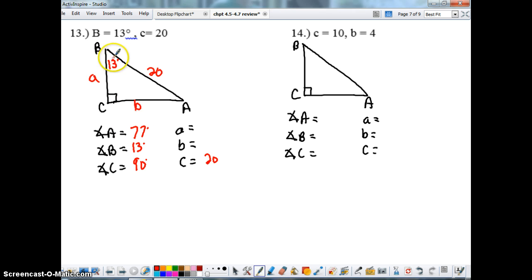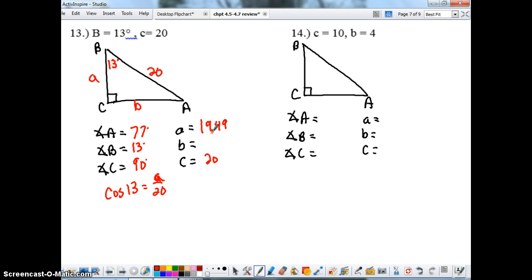I like to use the information to give us the 13 and the 20. All right, so I'll solve for a first. That's going to be the adjacent, and that is the hypotenuse. That's cosine. Cosine of 13 is equal to a over 20. So you do 20 times the cosine of 13, and you get a to be 19.49.